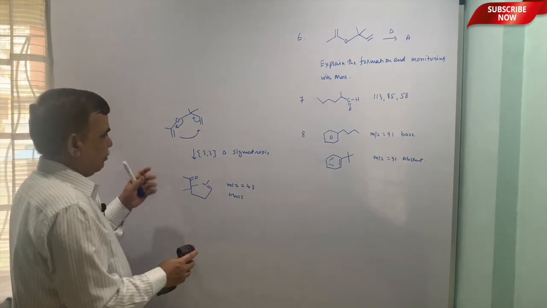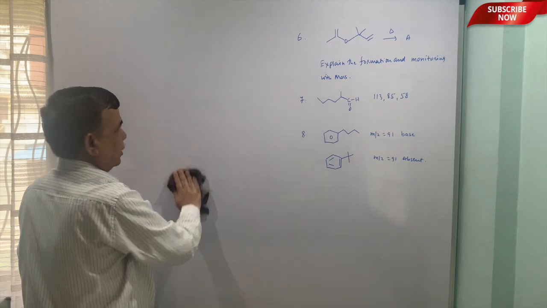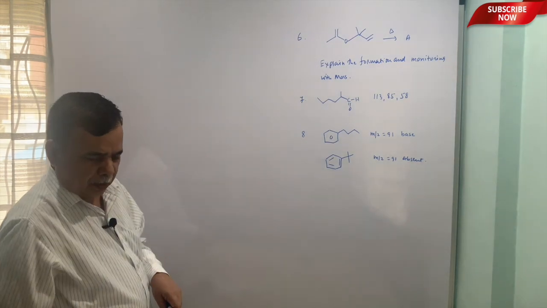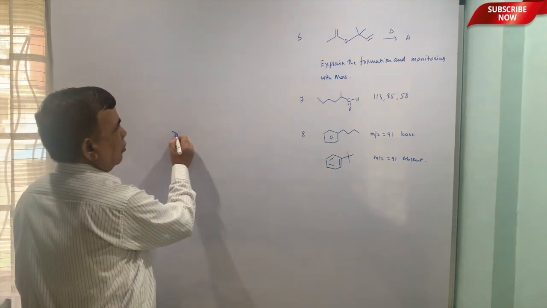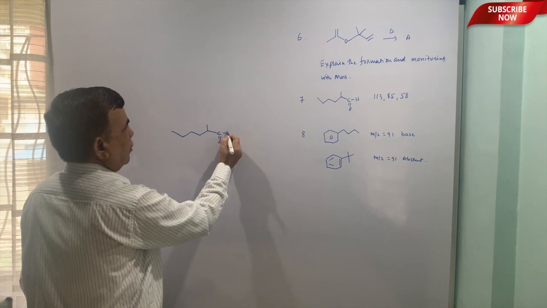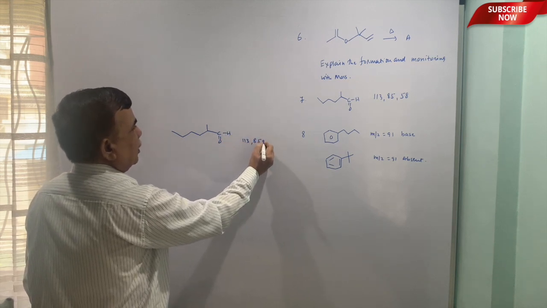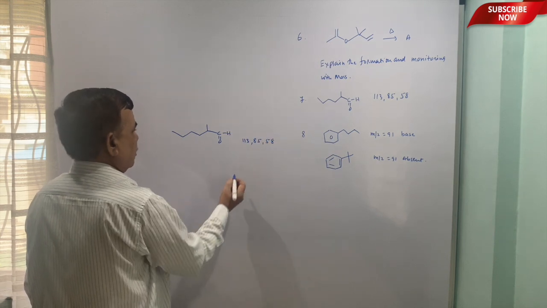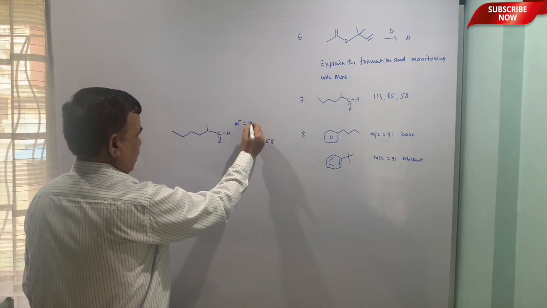So, it will give some different peaks. So, this 43 can separate it from the starting compound. So, the next example, 113 is the first peak, 85 and 58. So, M plus is 114.